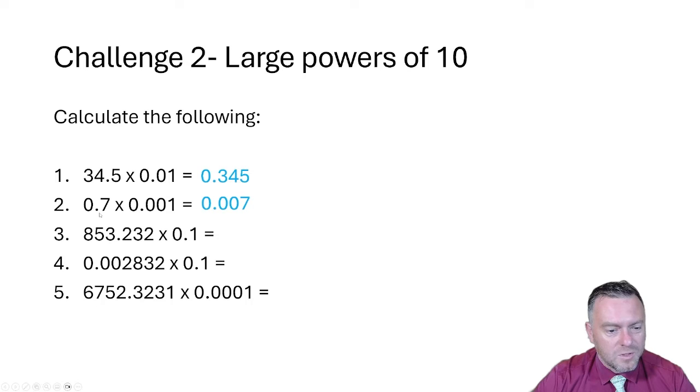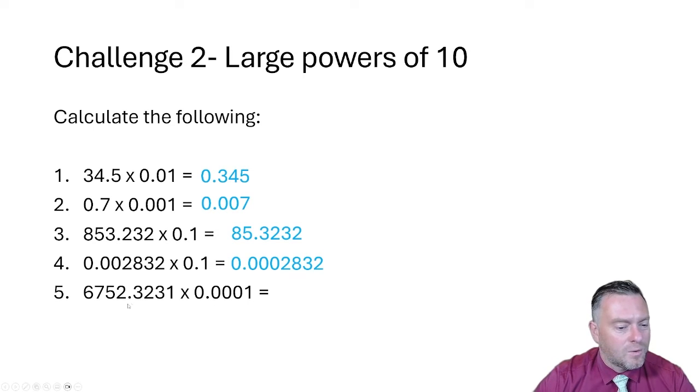The next one, it's only going to shift back once, so you get 85.3232. The second last one, we're going to shift back 1, so just jam another 0 in there, and we get 0.0002832. And then this one, 1, 2, 3, 4, so we get 0.675232231.